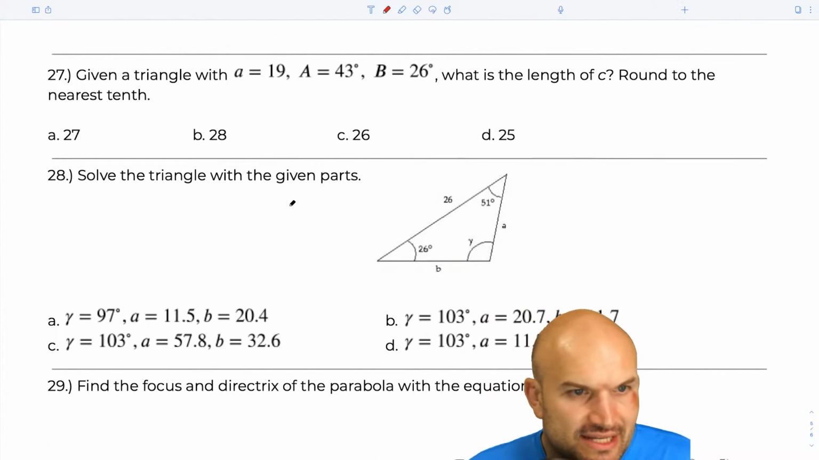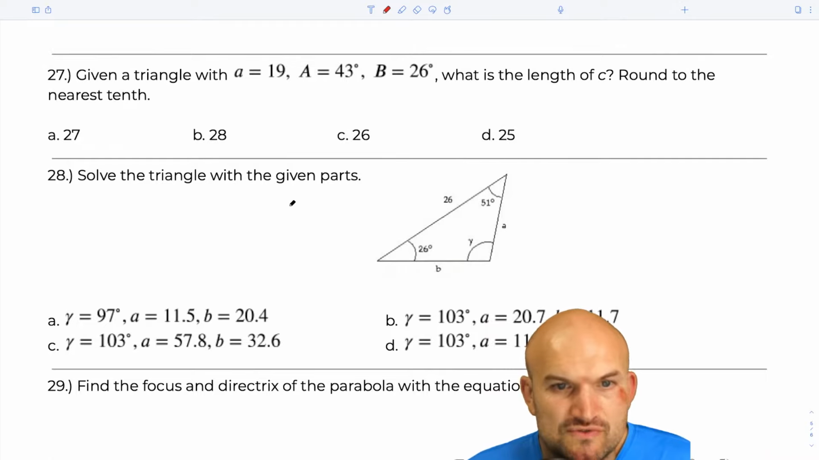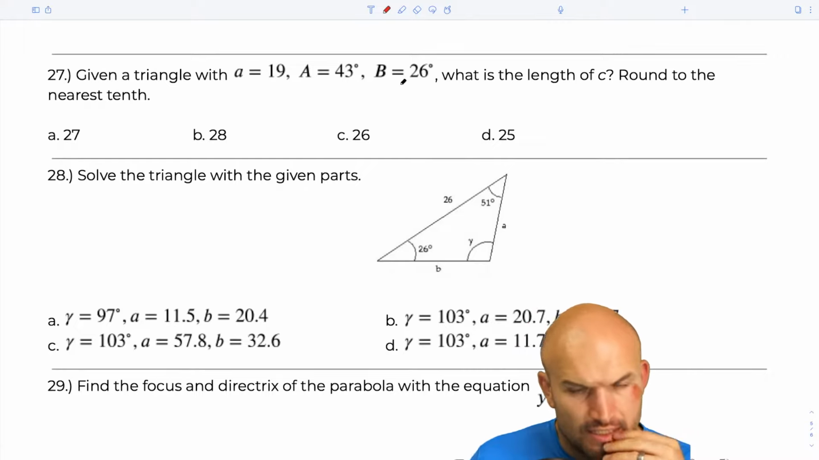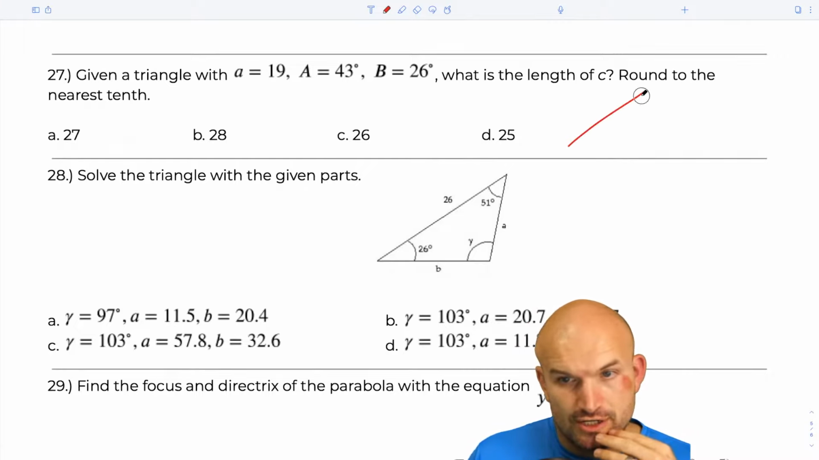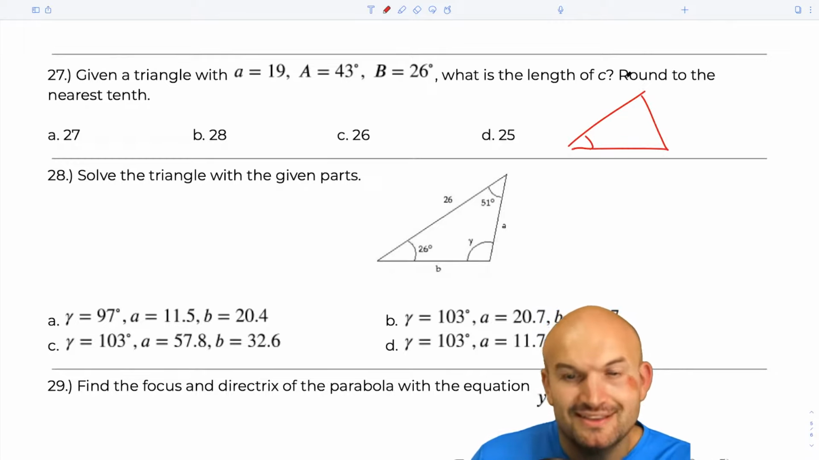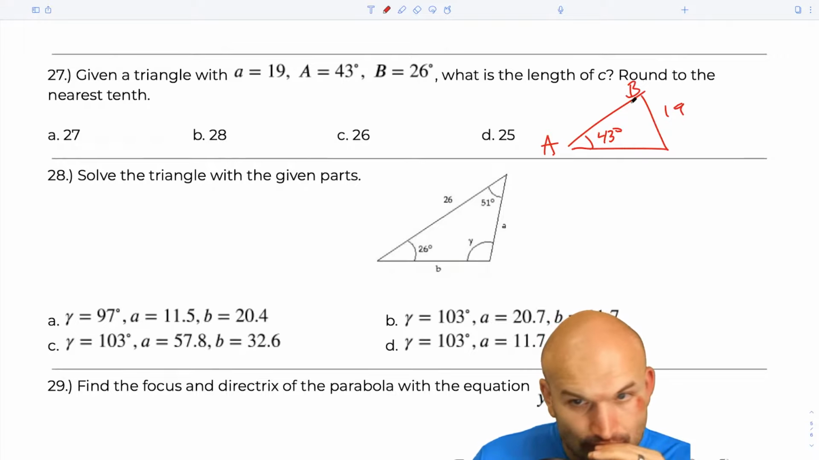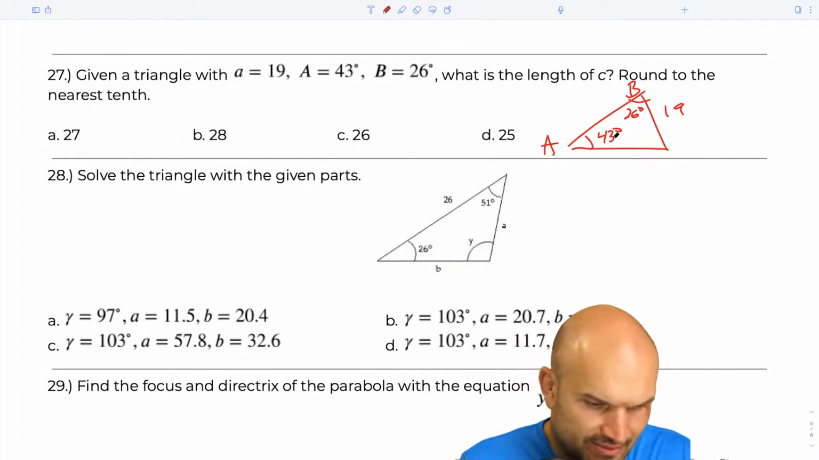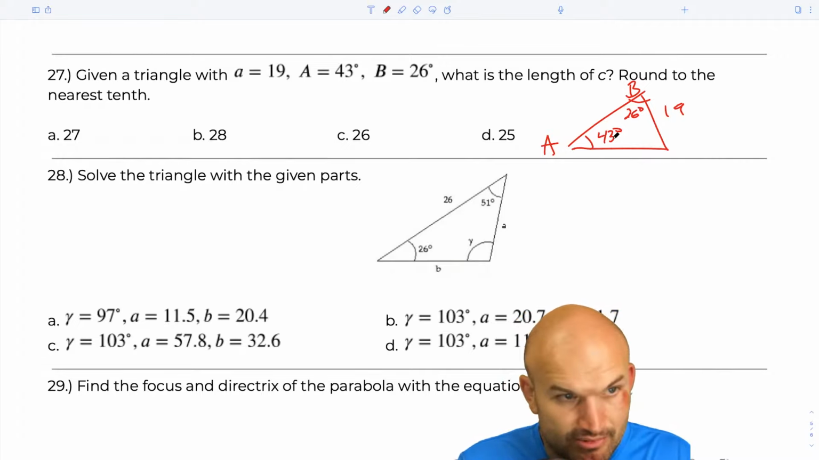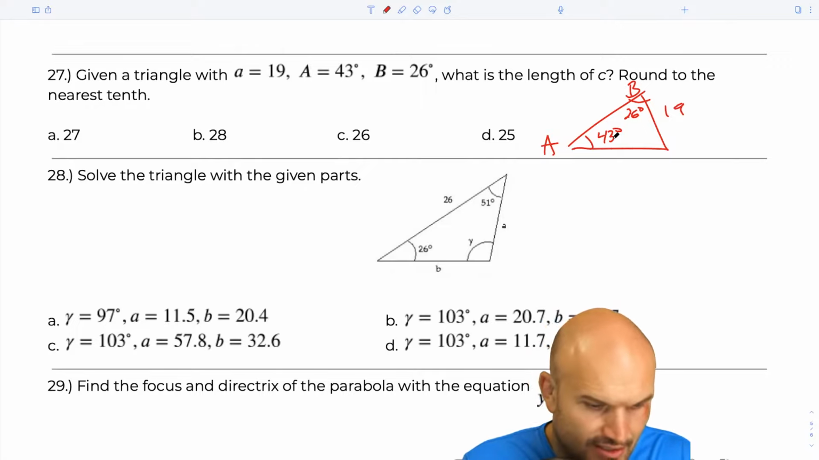All right, next one is given a triangle with a equals 19, A equals 43, B equals 26. What is the length of c? It looks like this is an oblique triangle, so let's draw it to understand it. Label your triangle. A is 43, we have 19, and let's call this B, and this is 26, so it's not the ambiguous case. Good thing, I don't want to make a mistake doing math in my head when I've already done so many problems. So I'm just going to subtract these using my calculator.